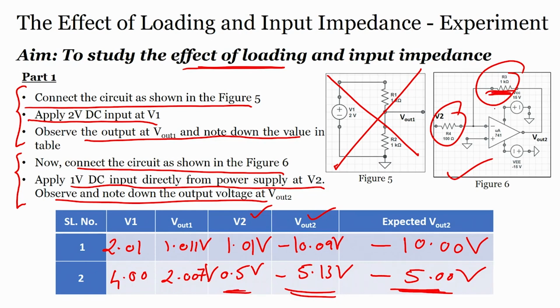If I say 1 kilo ohm, my resistance can be 1 kilo ohm plus minus a few ohms, and that plus minus few ohms would change my entire amplification factor. So, keeping this in mind, if you want precise values of the output, then you should have precise values of the passive components that you use in the operational amplifier, got it.